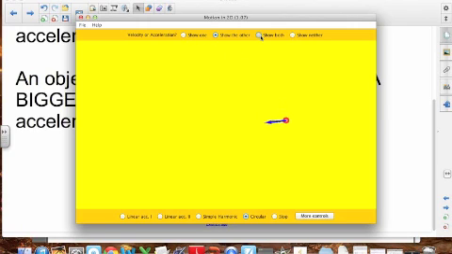Now, the green arrow, again, is the velocity of that red ball. And when the velocity vector is at a right angle to the acceleration vector, which is in the same direction as the net force, this causes the object to change its direction, but it's not changing its speed.